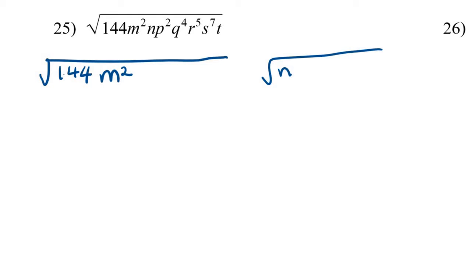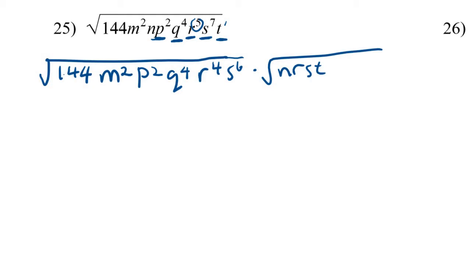And this p has an exponent of 2. It goes over here to the left. And the q has an exponent of 4, so it goes to the left. The r has an odd exponent, so we need to break it into two: r to the fourth, and then another r over there. And the s has an odd exponent, so we break it into s to the 6th, and then another s over there. And the t is just a 1 there. It's not written, so it's a t.